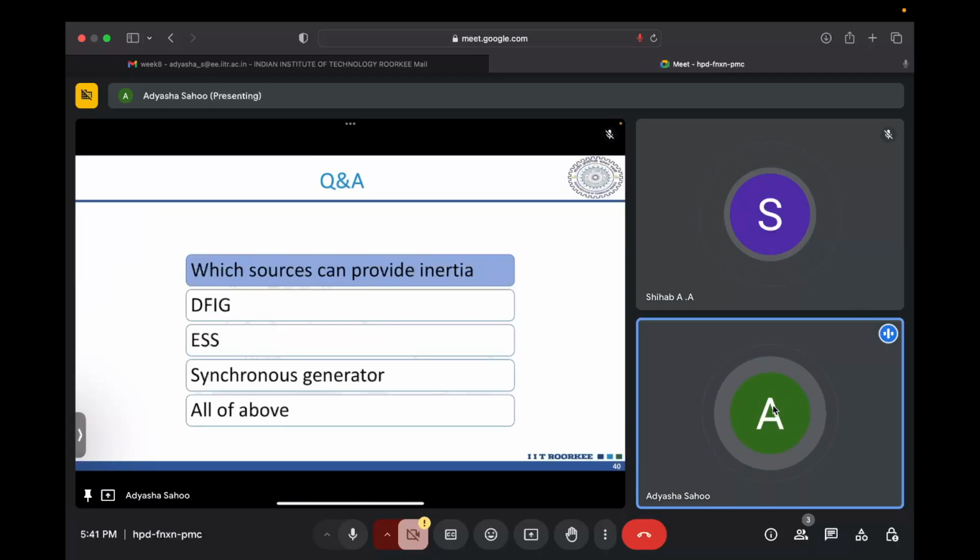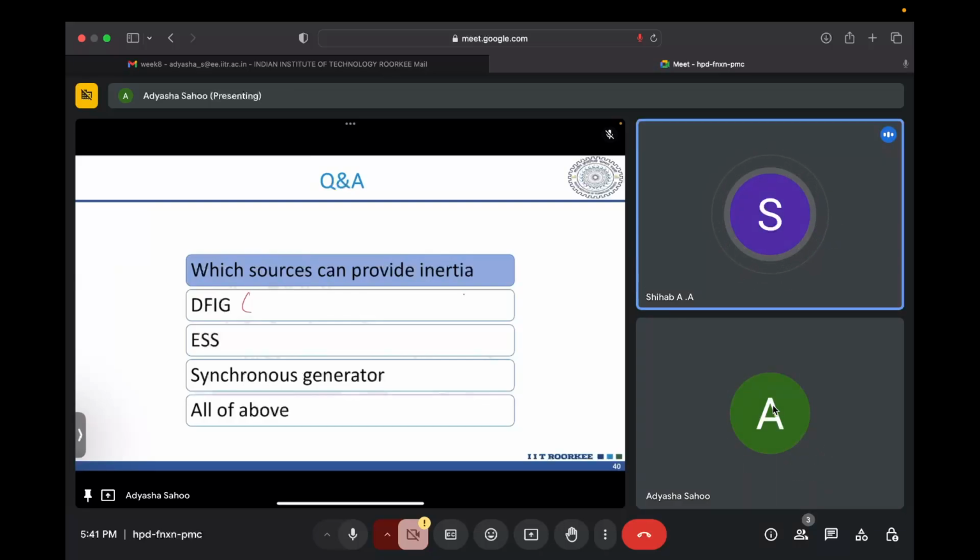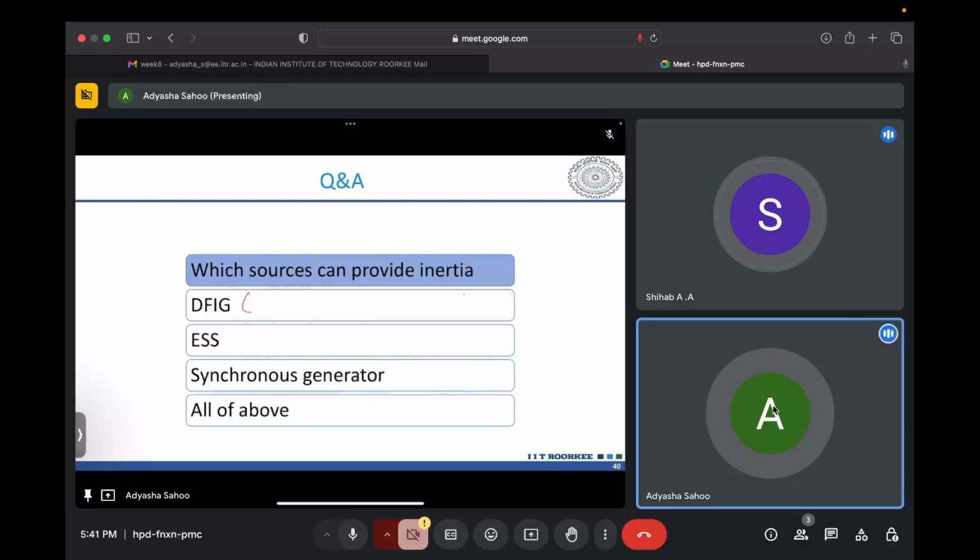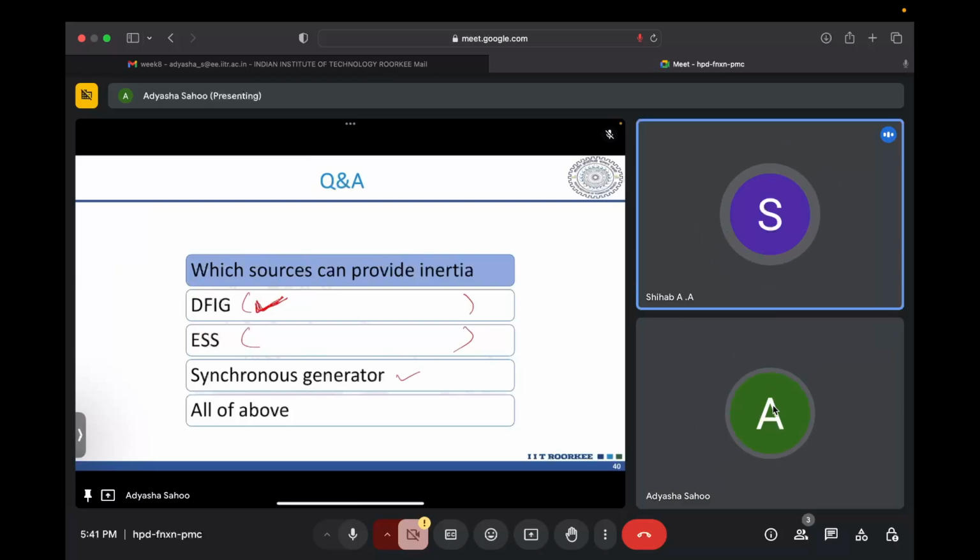So, which sources can provide inertia? So, this is your doubly fed induction generator for your wind-based renewables, then energy storage systems, synchronous generator, or all of the above. Yes, synchronous generator can provide. DFIG can also provide. It is also a type of induction machine. Then energy storage can also, basically because we have the stored energy there. If you provide the control actions, it can also provide energy to the system. So this will be all of the above.